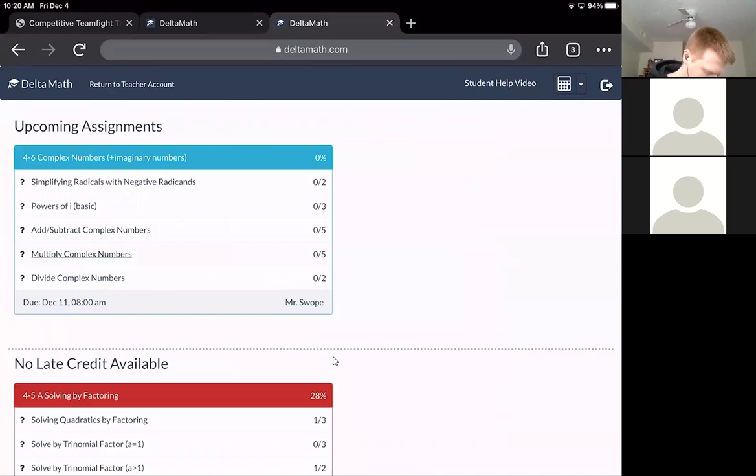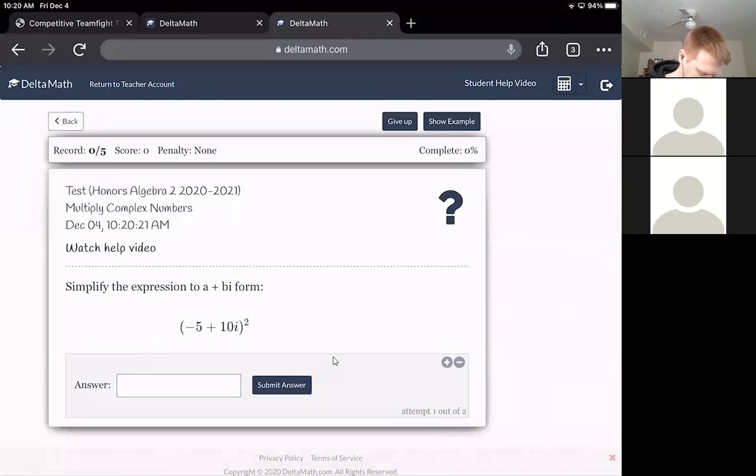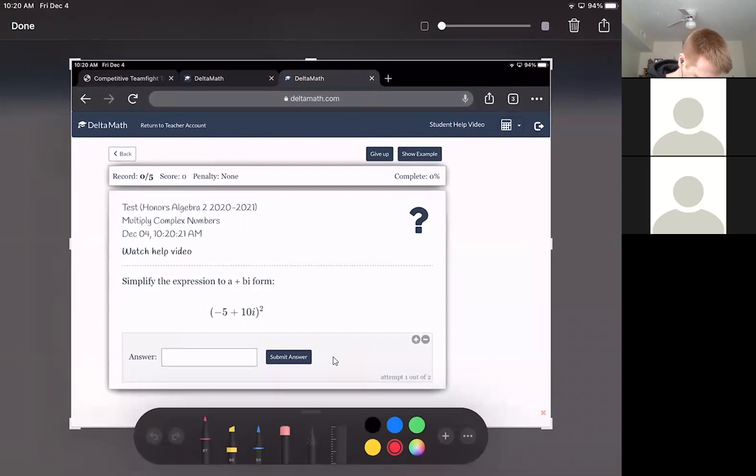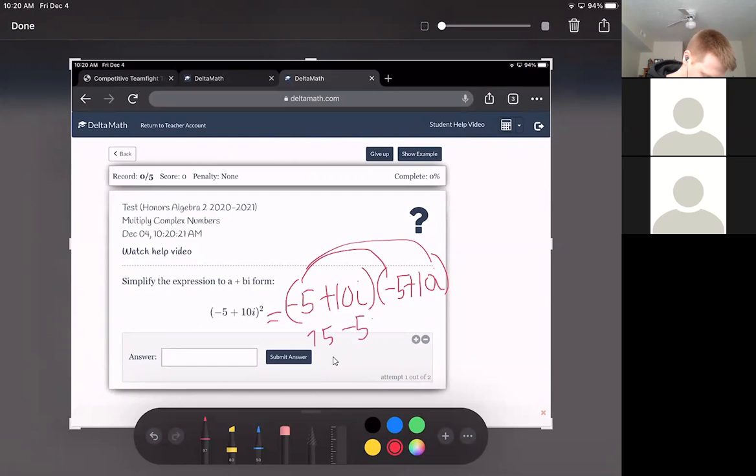The next section you're going to have is multiplying, and this is where you're going to have to FOIL. This is a good one to see. If you see a square, remember, that means you just write your binomial twice, and then you just FOIL. So take your first number and distribute, that'd be positive 25 minus 50i. Then take your second number and distribute, so 10i times -5 would be minus 50i as well.